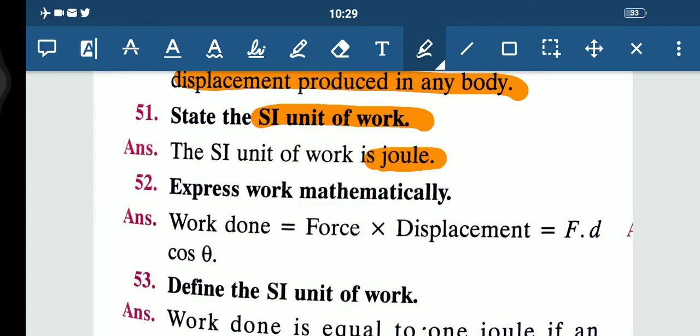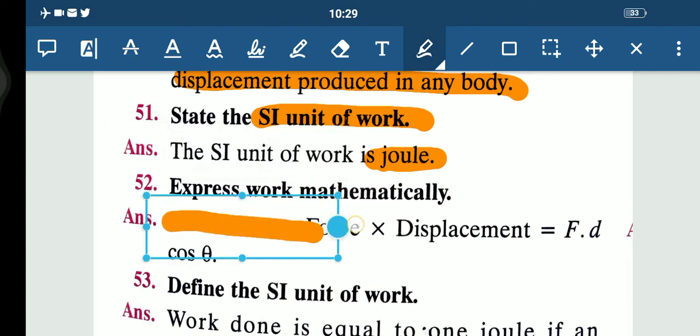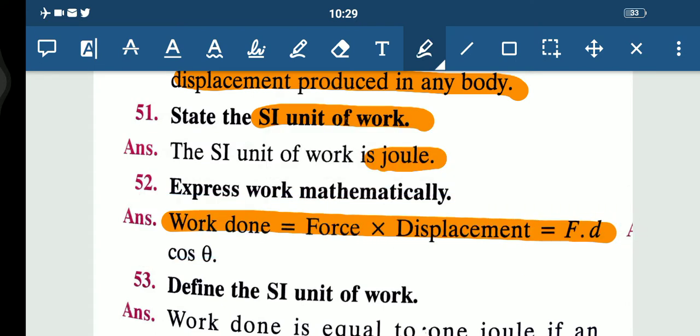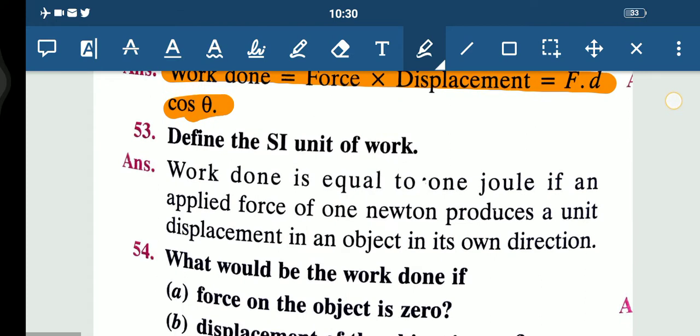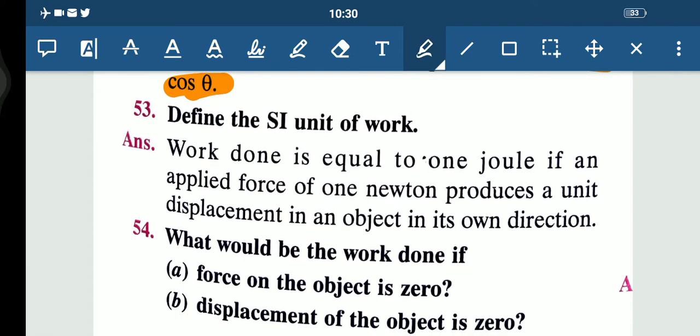Express work mathematically. I hope everybody knows this, bete. See, work done is equal to force into displacement, or it may be F D cos theta. Distance could be taken as S as well. Where theta could be 90 degrees, could be 180, and the values I have already provided you, bete. Now they are asking to define the SI unit of work. So what is the SI unit of work? It is joule.